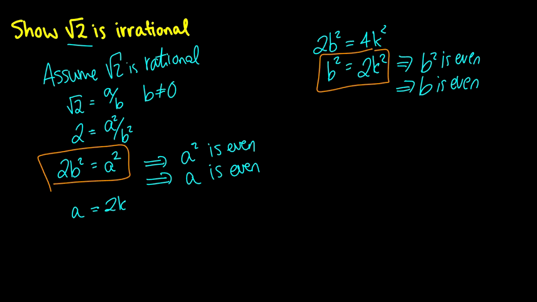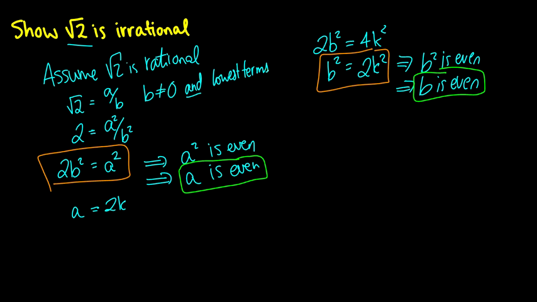So we've done a lot of this. We know a is even, and we know b is even, but there's one little thing that you should know about rational numbers, is that when we write it as a over b, we say b is not equal to 0, and it's in lowest terms.